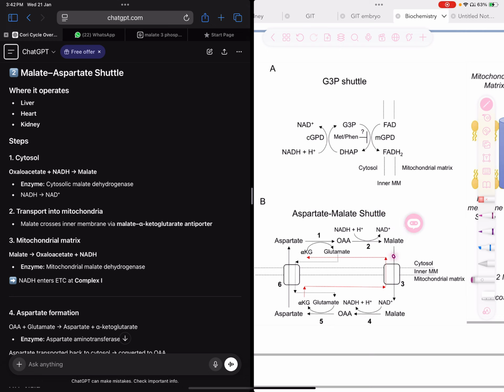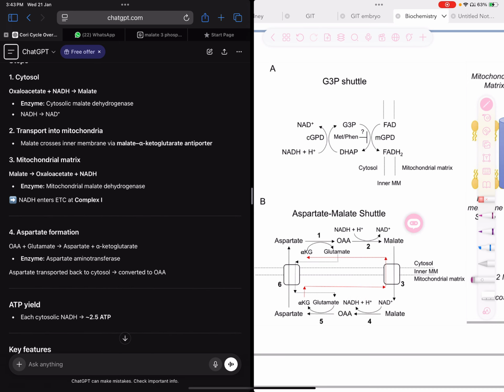Now this malate is transported across the inner mitochondrial membrane by the malate alpha ketoglutarate antiporter. Alpha ketoglutarate will be transported in one direction, and malate will be transported to the other side, into the mitochondrial matrix. This was cytosol. Now we are in the mitochondrial matrix, and this malate will be converted back to oxaloacetate and it will give you NADH. This NADH is going to enter the electron transport chain at the first complex. So in this way, malate gives you one NADH.